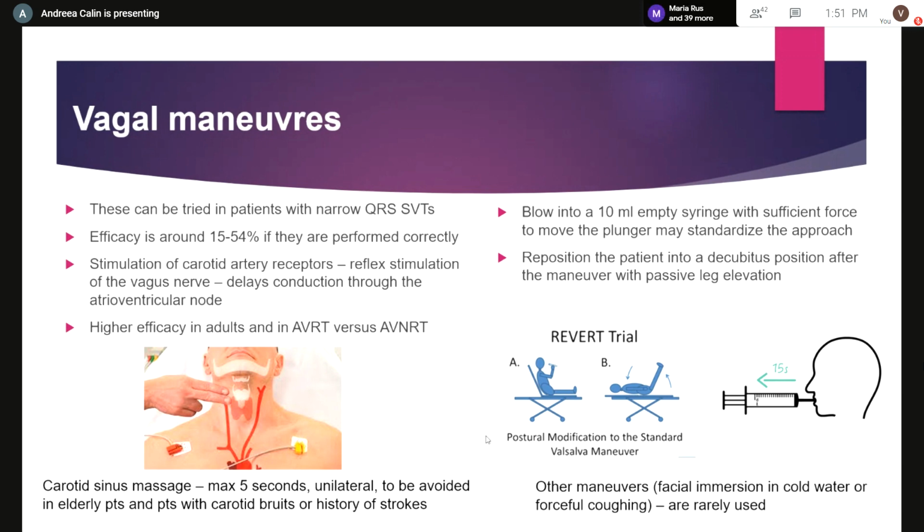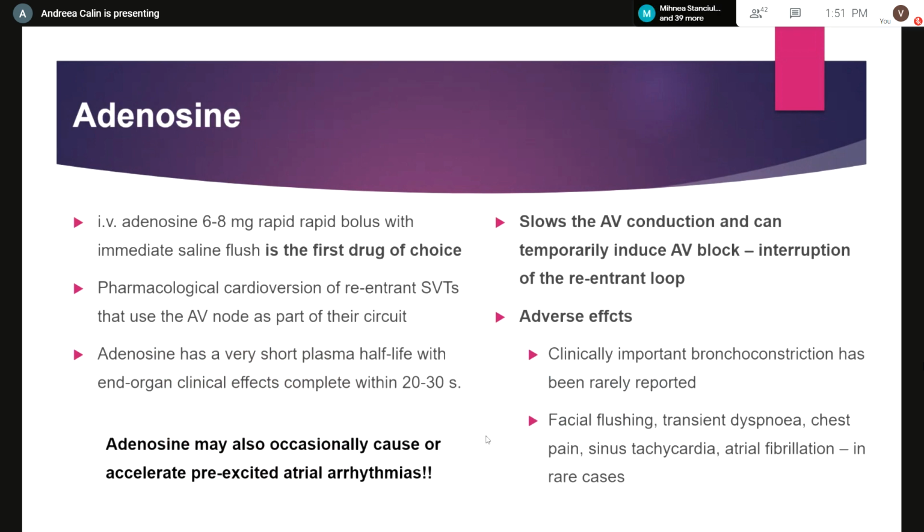Adenosine is given in a rapid bolus with immediate saline flush and is the first drug of choice in supraventricular tachycardias with a narrow complex.